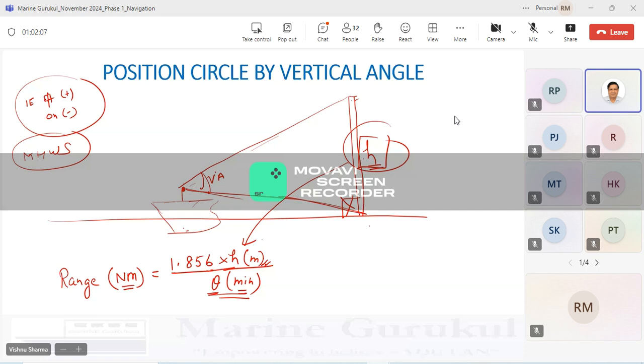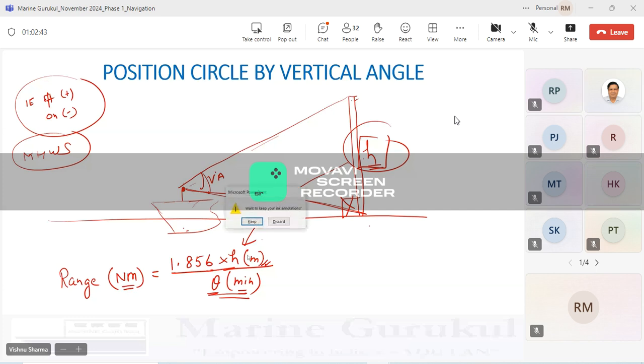And once you get this range, it gives your distance from the object. Then the object becomes the center and the range becomes the radius, like the radar range. The only thing is, in radar you are getting the range from the radar, and here you are calculating the range after you have observed the vertical angle. So the method of getting the range has changed, but the concept of drawing the position circle will be the same. You'll use the center and the radius. Am I clear, class? Yes, sir. Clear.